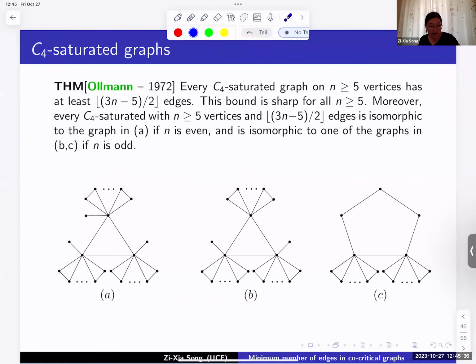Now, for C4 saturated graphs, we are very happy we found a result due to Ullman. The proof is very technical. We tried to give a simpler proof, but we failed. This was proved back in 1972. I hope he's happy we found one application of his result. The minimum number of edges is at least (3n-5)/2.